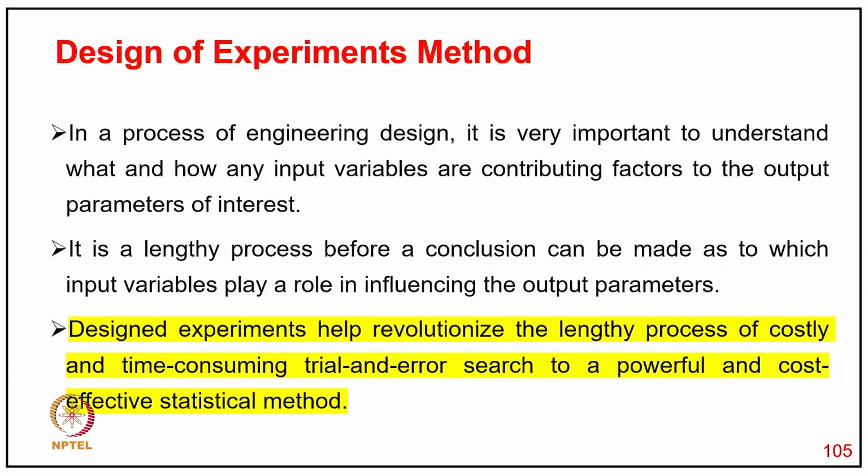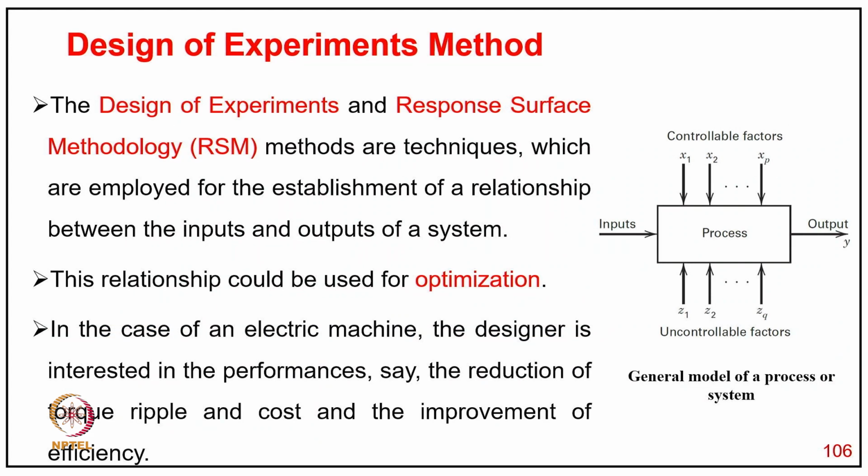So in design of experiment, in the process of engineering design, it is very important to understand how and what input variables are contributing factors to the output parameters of interest, and it is a lengthy process before a conclusion can be made as to which input variables play a role in influencing the output parameter. Design of experiments helps revolutionize the lengthy process of costly and time-consuming trial and error search into a powerful and cost-effective statistical method. So design of experiment, in short DOE, and response surface method, RSM, are methods and techniques employed for the establishment of a relationship between the input and output of a system.